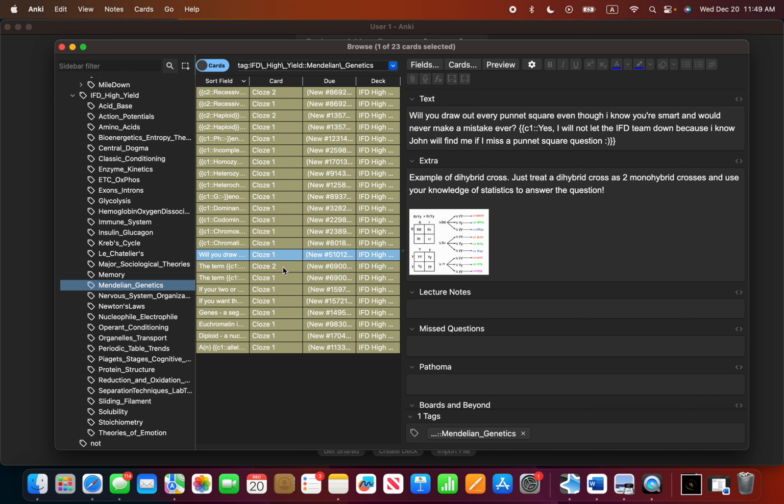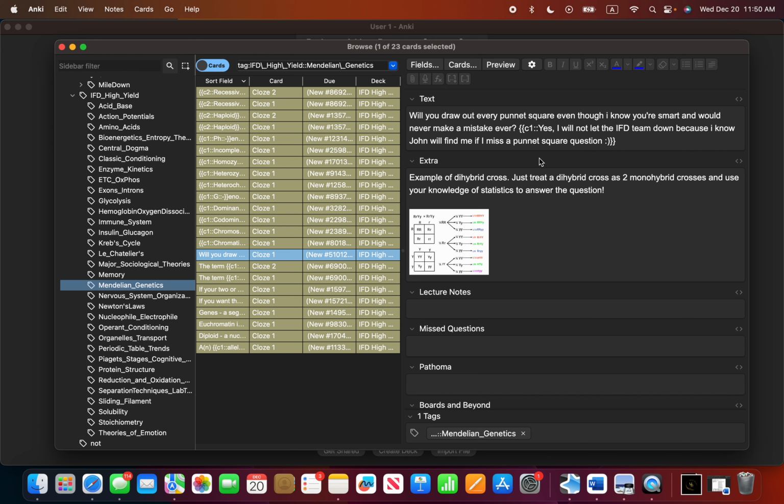Will you draw out every Punnett square, even though I know you're smart and would never make a mistake ever? Yes, I will not let the team down because I know John will find me if I miss a Punnett square question.